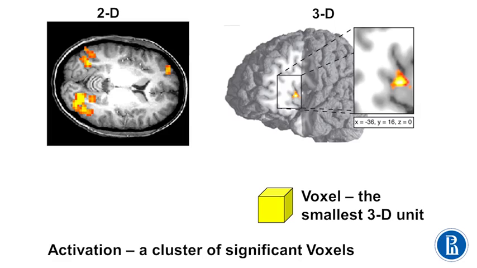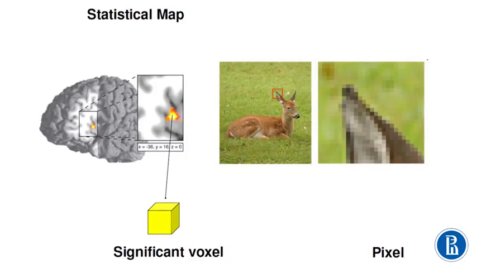The results of the statistical analysis can be presented differently. It can be visualized as a slice of the brain, as a 2D image, where the statistical map is overlaid with an anatomical slice. It can be visualized as a 3D image. The minimum unit here is the voxel. And a voxel is similar to a pixel in digital photos, but a voxel is a 3D unit.